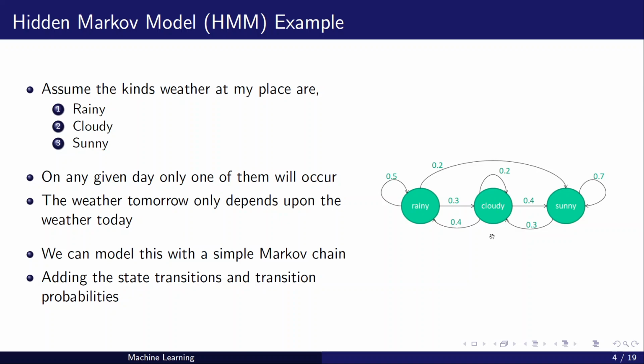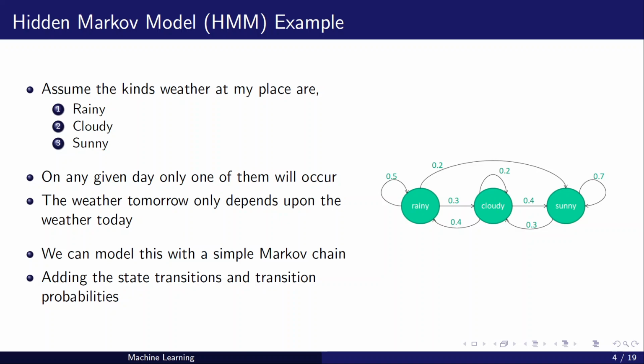A simple Markov chain, in the sense that we'll have to define transitions and transition probabilities. So this is the transition from rainy state to cloudy state with a probability 0.3, cloudy state to sunny state with a probability 0.4, rainy to sunny the probability is 0.2, rainy to rainy the probability is 0.5, and so on. So these are the state transitions and transition probabilities. So this is now a simple Markov chain.